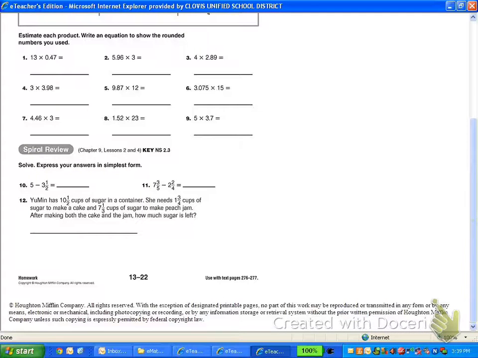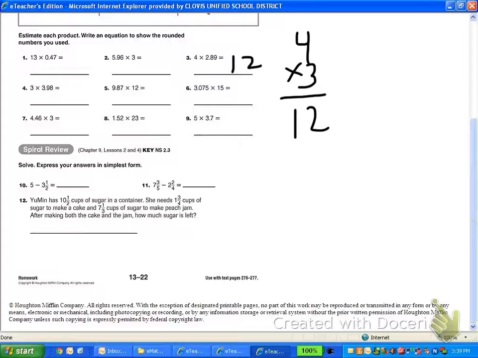So here's their homework. Let's try number 3. 4 times 2.89. 4 would stay the same. The 2.89 round off to 3. So the answer would just be 12. Figure if you have $2.89 and there's 4 things you want to buy that cost that much, it costs around $12.